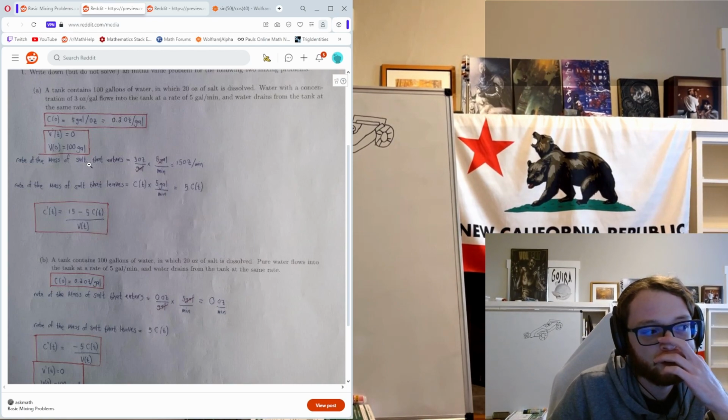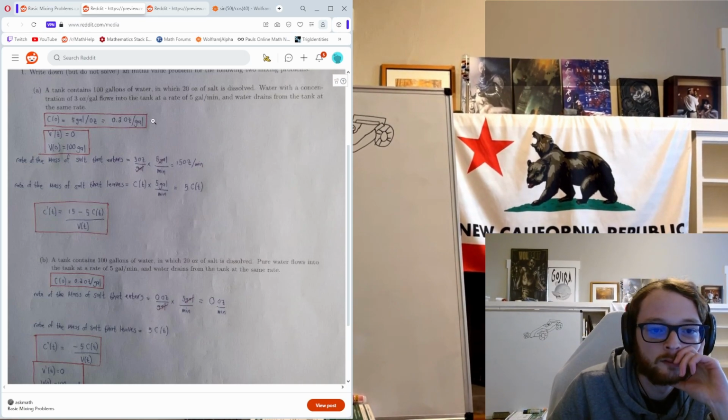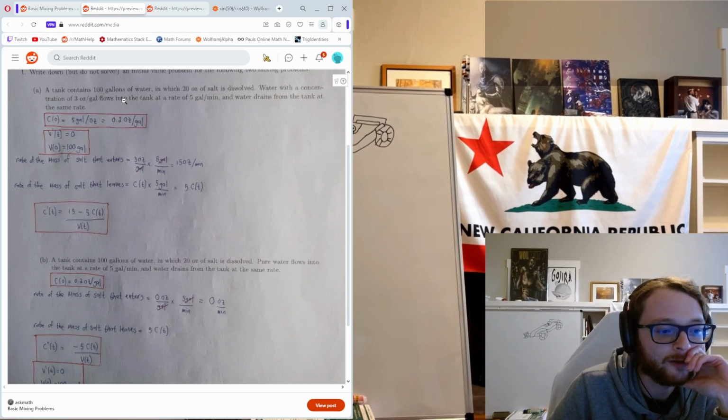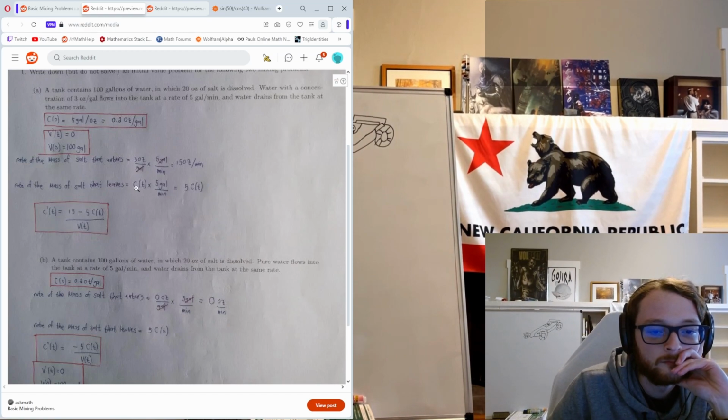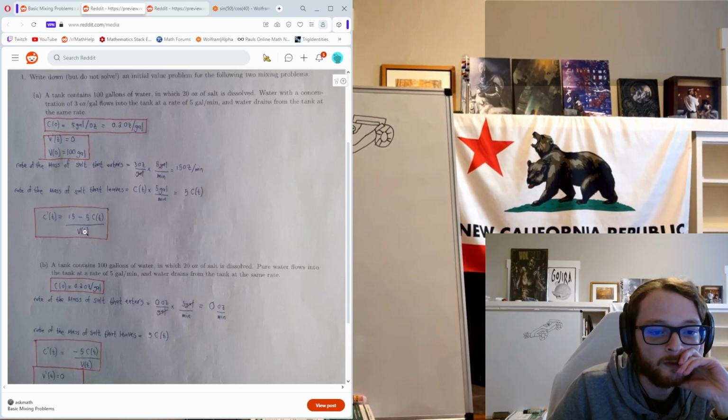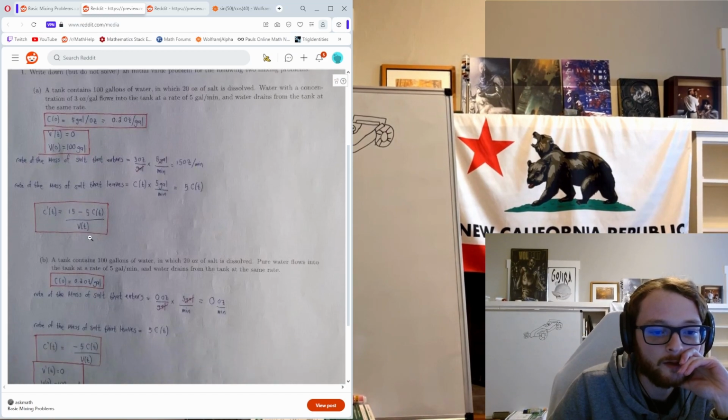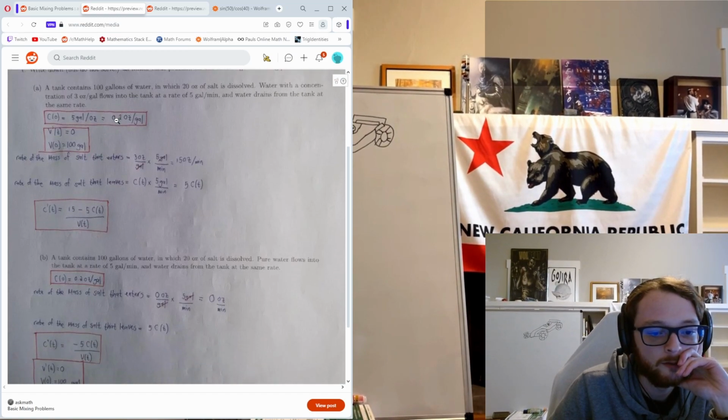Okay, so yeah, they're finding the rate of salt in per minute. Five gallons per minute? That sounds like a ton of water. But their math is right. So the concentration out times the rate of 5 gallons per minute. Okay, so I like that. Divided by V of T. So already, I'd say that they should replace the V of T with 100.